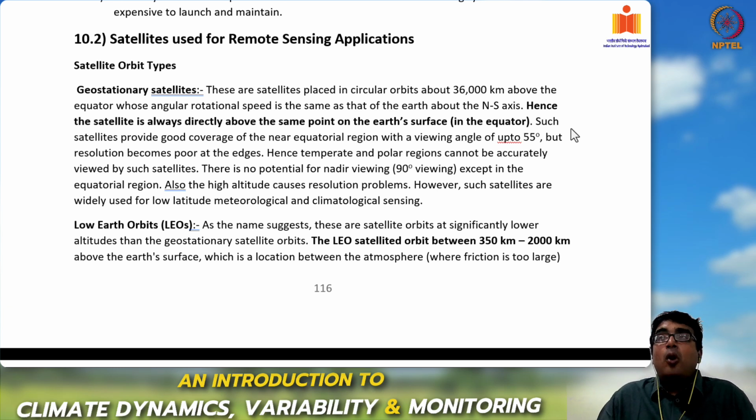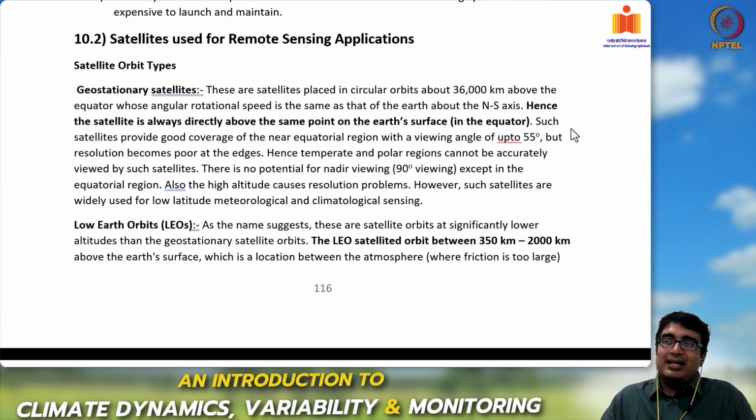Also, the third problem is the high altitude. Because these are placed far above the Earth's surface, their resolution is significantly coarser than the low Earth orbit satellites that we will be discussing next. However, such satellites are still widely used for low latitude meteorological and climatological sensing. So above the equator in the subtropical region, these satellites are used to track clouds, weather patterns, and a lot of other things.